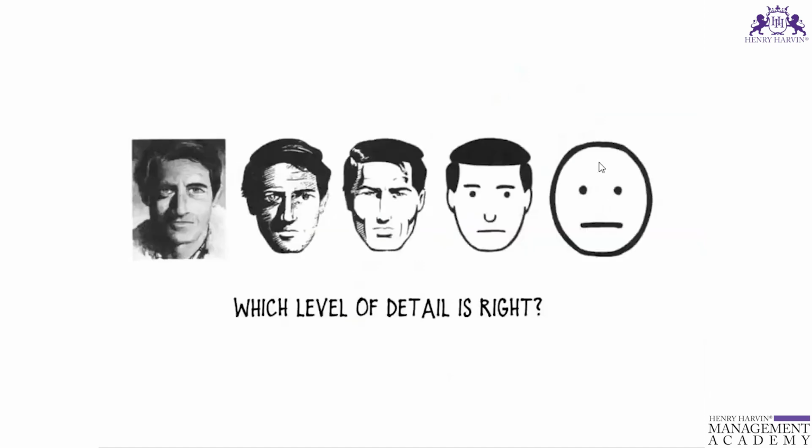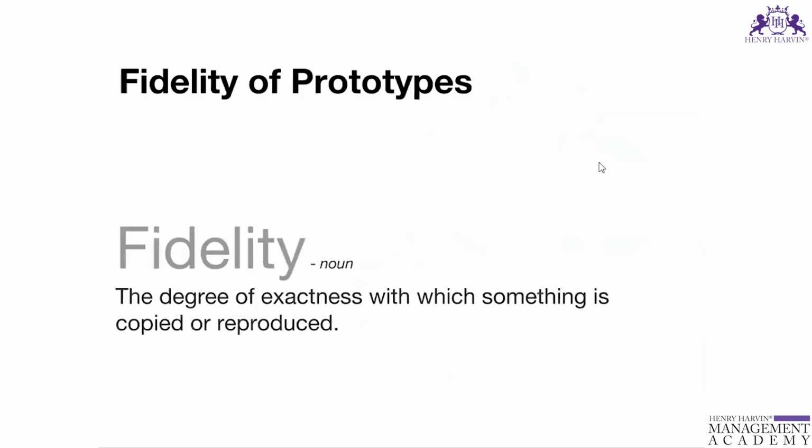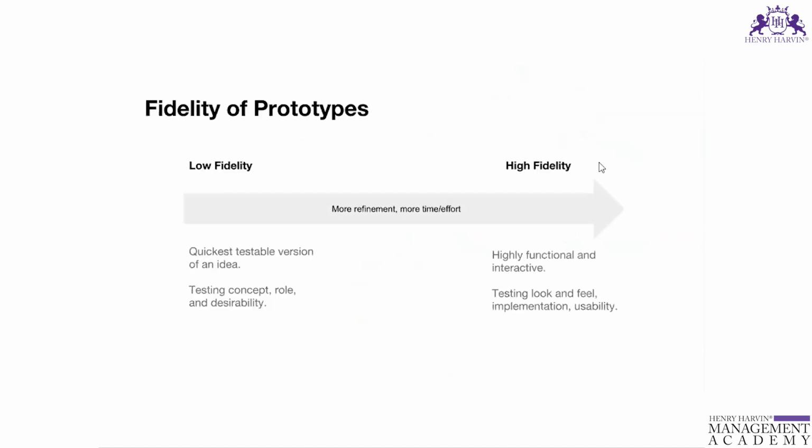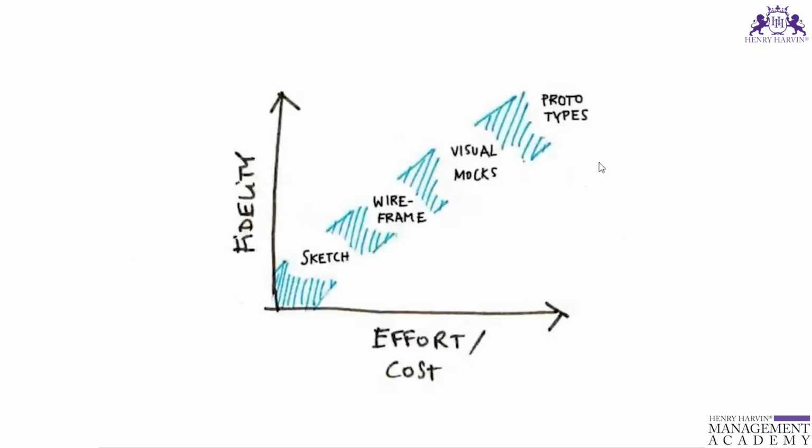So let us come back once again. I was explaining about fidelity of prototype. It is the degree of exactness with which something is copied or reproduced. Normally, most of the companies start with a low fidelity prototype, which is a quick testable version, and they add more refinement. They have more learnings, and they put a lot of time and effort, and slowly it is converted into a highly functional and interactive prototype.